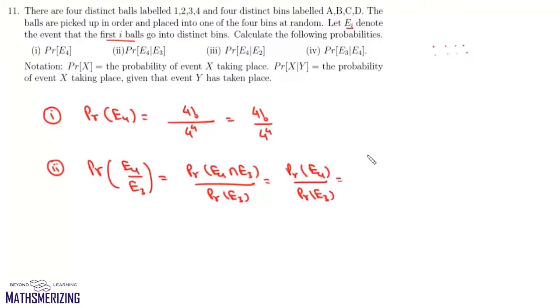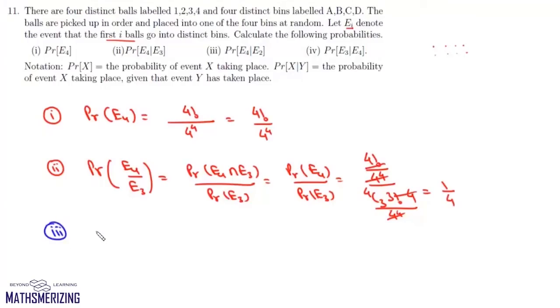Now probability of E4 is factorial 4 upon 4 to the power 4, and probability of E3 is the probability of the event that the first 3 balls go into different bins. So first we have to select which bins. So it will be 4C3 and then factorial 3, and for the last ball we have 4 choices. So it will be 4 upon 4 to the power 4. So this 4 to the power 4 will cancel. Now this factorial 4 will cancel. So it will be simply 1 by 4.